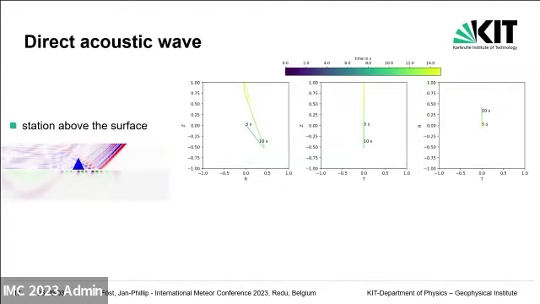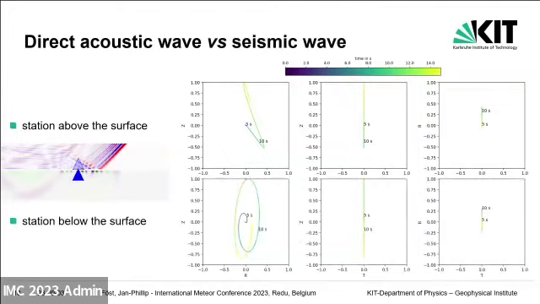But now when we shift our station below the surface, the particle motion changes drastically from the linear motion to a strong elliptic pattern in the ZR plane, and still no motion in the transverse component. And this is very nice because we know this pattern very well in seismology. It's a retrograde Rayleigh wave, and it's a surface wave.